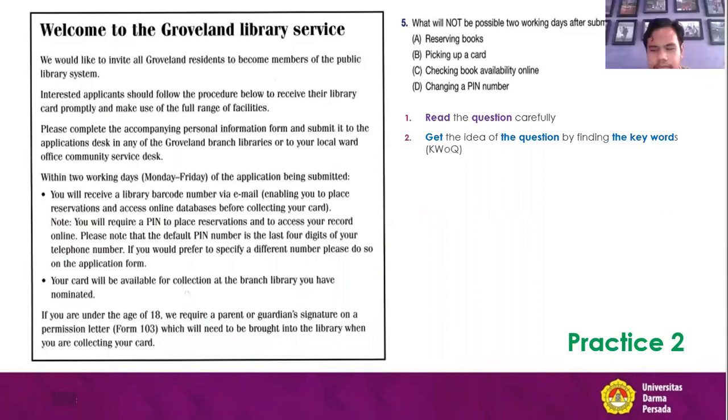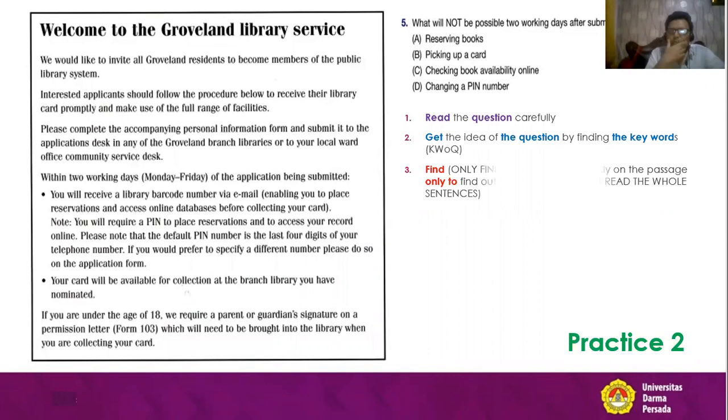Tadi kan kata kuncinya whole blood. Whole blood ada di paragraf 2 baris pertama. Ya udah kamu cari aja mulai dari paragraf 2 itu. And then untuk soal nomor 3 misalnya, kata kuncinya masih di paragraf 2, kemungkinan jawabannya ada di paragraf 2. Itu contoh kebetulan paragrafnya pendek. Oke.